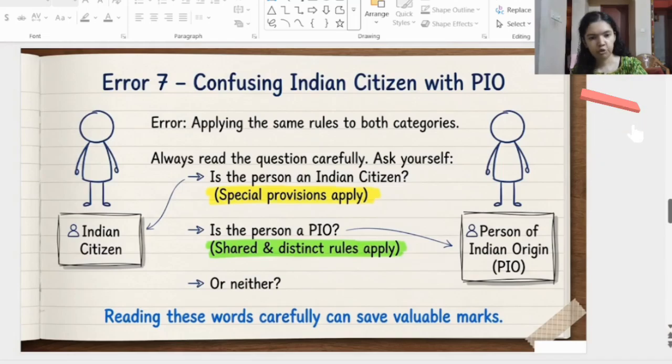Error number 7: Confusing Indian citizen with person of Indian origin. Another common examination mistake is applying the same rules to both categories. So always read the question carefully. Ask yourself, is the person an Indian citizen? Is the person a person of Indian origin, or neither? Different provisions apply depending upon the category. For example, some special provisions apply to Indian citizens only. Others apply to both Indian citizen and person of Indian origin. So reading these words carefully can save your valuable marks.